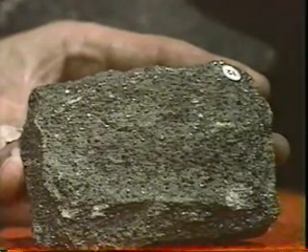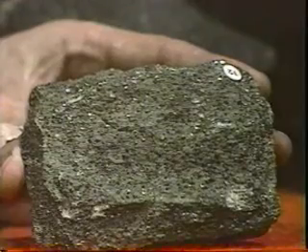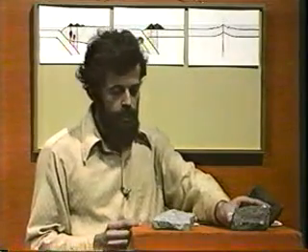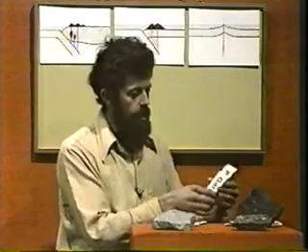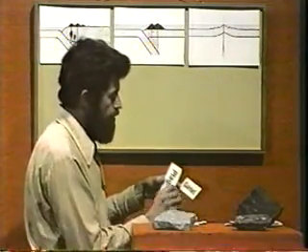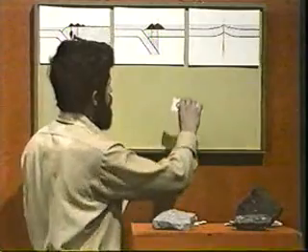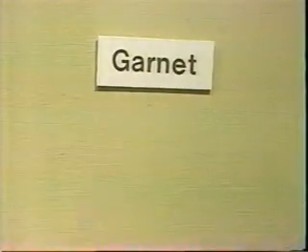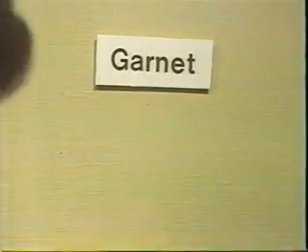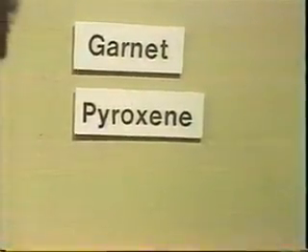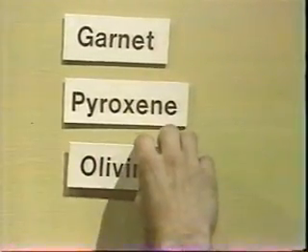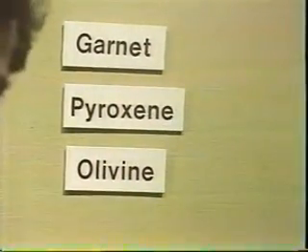Let's put those minerals, the garnet, the pyroxene, and the olivine, beneath the diagram there, and see what happens when that rock melts. Garnet, then, is one of the main constituents of the rock of the asthenosphere. The others are, we think, pyroxene and olivine.